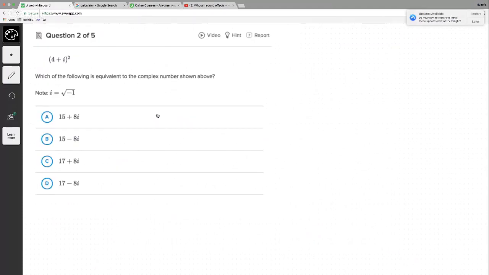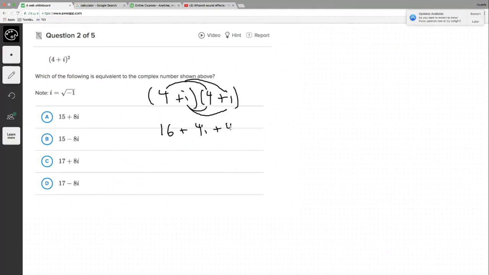Here we are. Ooh, (4 + i) squared. Which of the following is equivalent? We've got to write it out and FOIL, same as before. (4 + i) times (4 + i). Now look at this. There's first, outside, inside, and last. So let's carry it through. We get 16 plus 4i plus another 4i plus i squared.